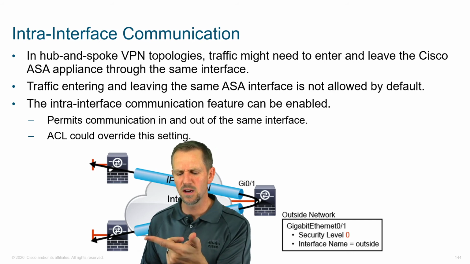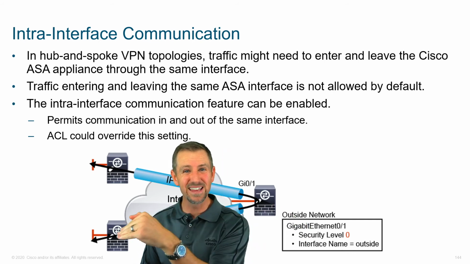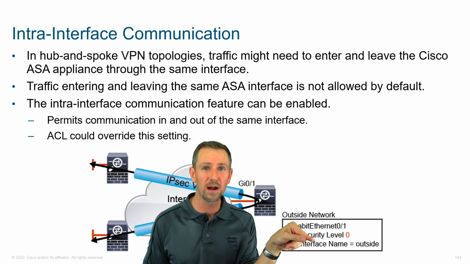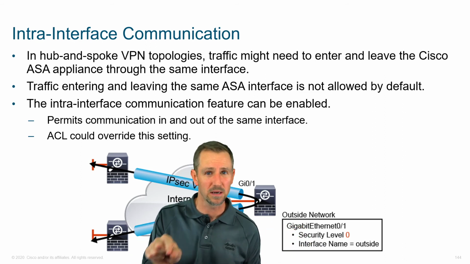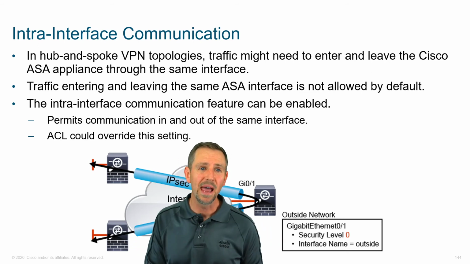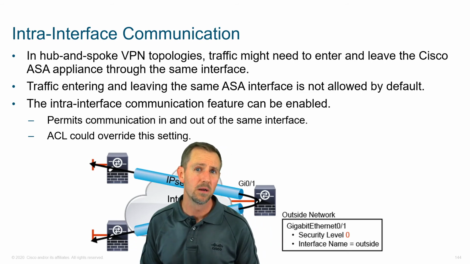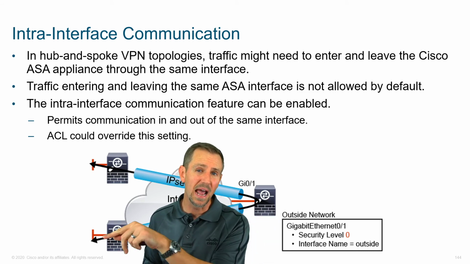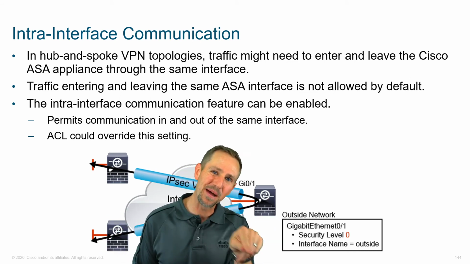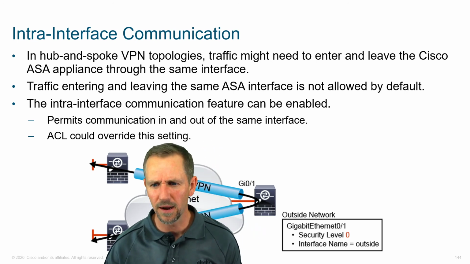We look at where it's headed, and we go, wait a minute. It's coming in the outside interface, and it's going right back out the outside interface. That's kind of weird. Sometimes they call this hairpinning, to come in and then go right back out. And by default, that's not allowed. Well, there's a good chance you're going to want to VPN into your ASA or Firepower appliance, and then come back out of it. I do this quite a bit when I'm on the road.